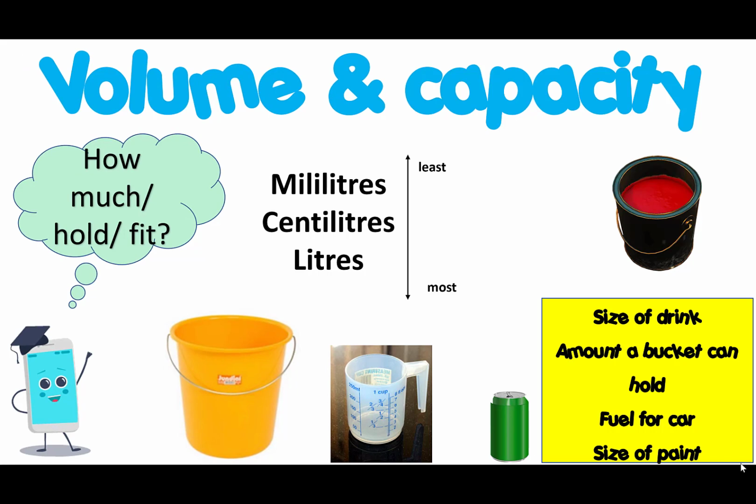Finally, we look at volume and capacity. So this might be how much is in a cup, how much a bucket will hold, or how much would fit inside a jug. The units of measurement for volume and capacity when we are looking at metric units are milliliters, centiliters, and litres. We don't use kilolitres.